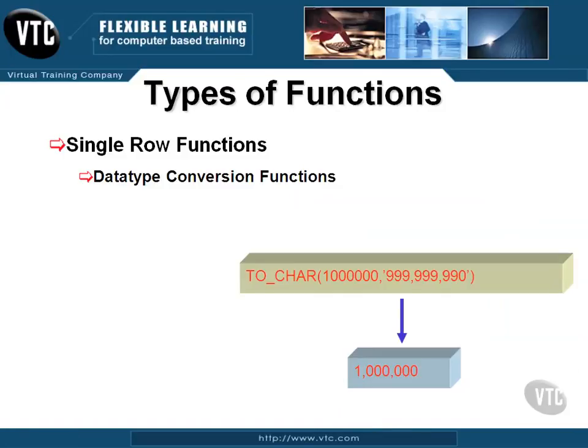A special type of single row function is a data type conversion function. Data type conversions allow you to automatically convert between strings, numbers, and dates and not produce errors when running queries.